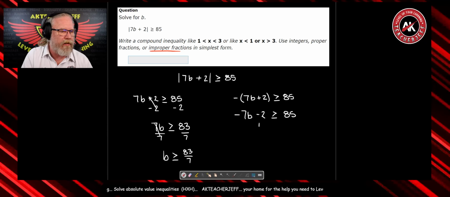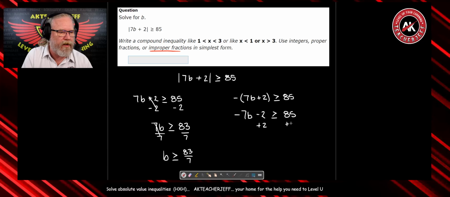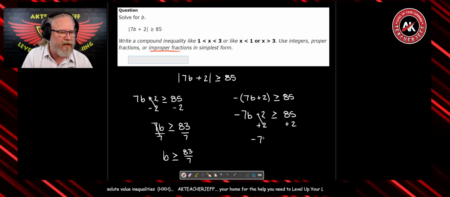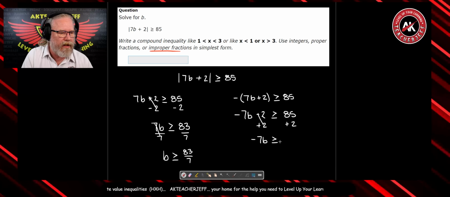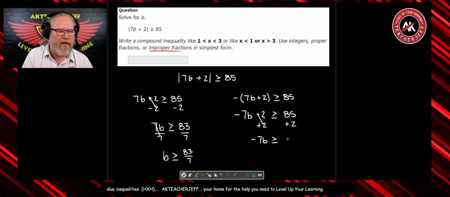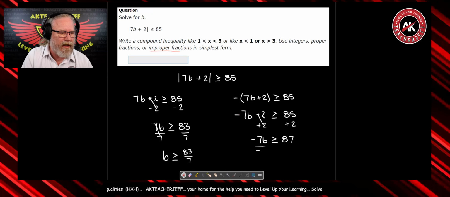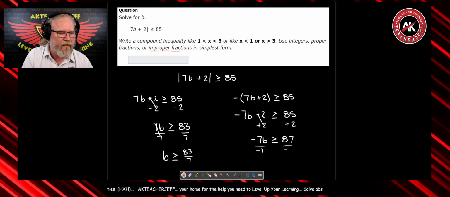Let's go ahead and add 2. Get rid of that -2. What we do to one side, we're going to do to the other. Those 2's will cancel each other, leaving me with -7b. Bring down my sign. 85 plus 2 is 87. And now let's divide by -7 to get rid of that -7 over there.